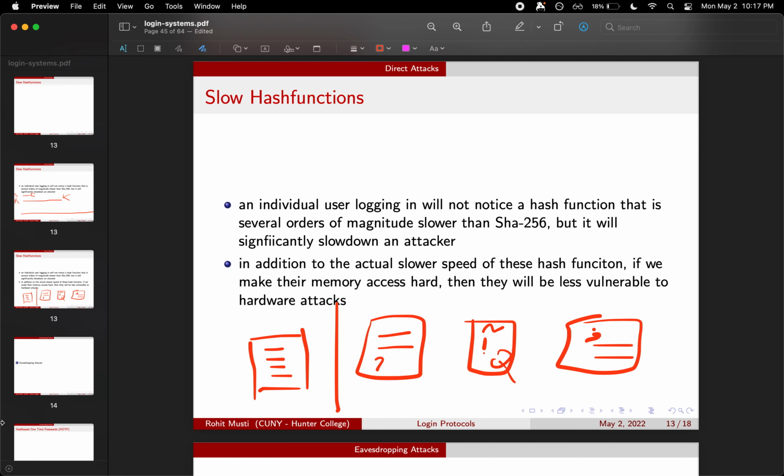So if you're making a slow hash function, not only does it actually need to be hard to do the computation, but it also needs to have characteristics that make it hard to implement in hardware. And the easiest characteristic of this flavor is making the memory access really hard.